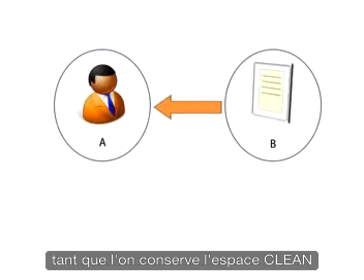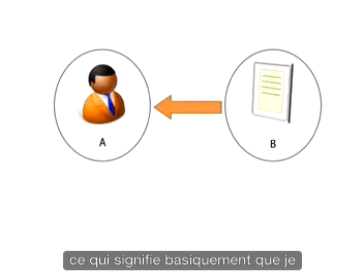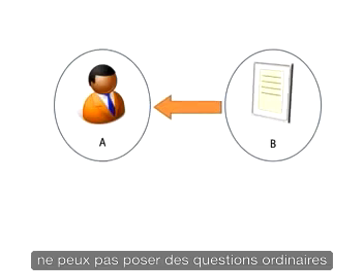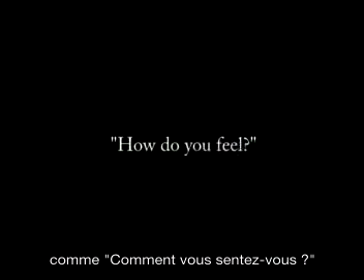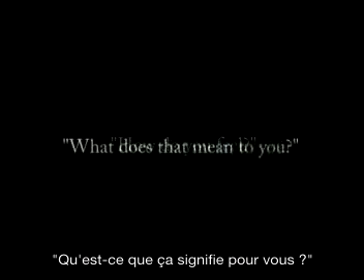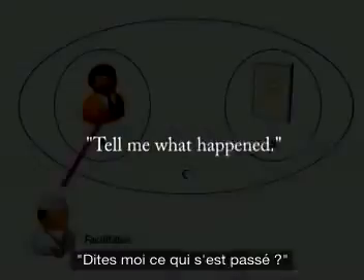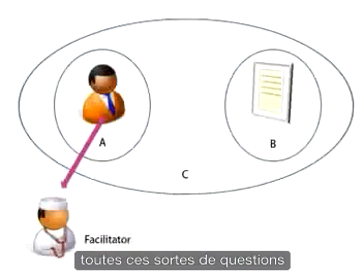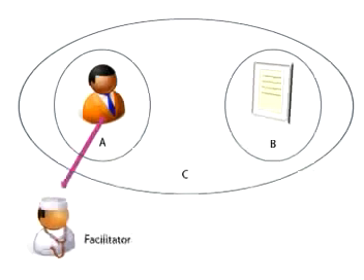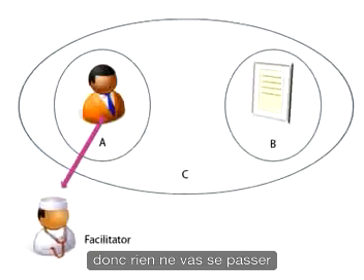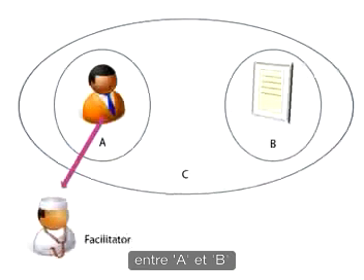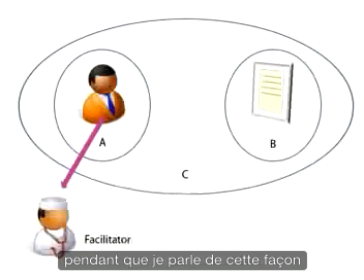As long as we keep the space clean, which basically means that I can't ask ordinary questions. Like, well, how do you feel? What does that mean to you? Tell me what happened. All those sorts of questions then will make him turn around and face me, which he's doing now. So nothing's going to happen between A and B while I'm talking like this.